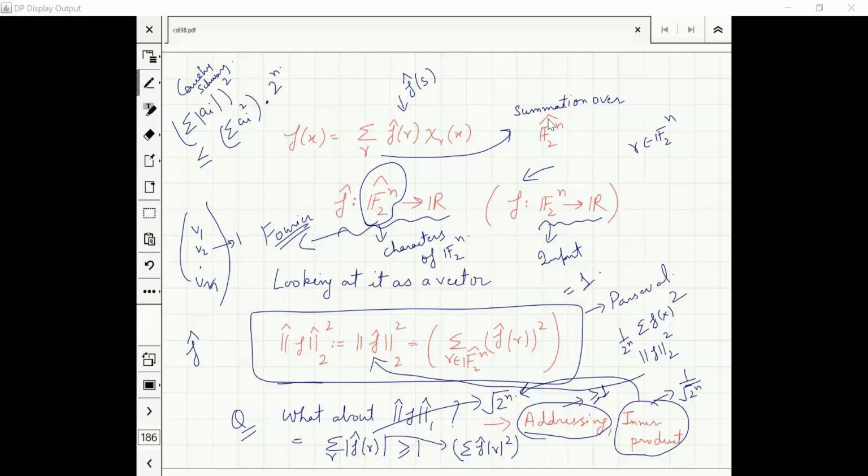I say f hat is a vector. It is a vector in what space? R to the power n. Yes, R to the power n. Don't get confused and say F2 to the power n. No, it is R to the power n. Every Fourier coefficient is going to be some real. Okay.